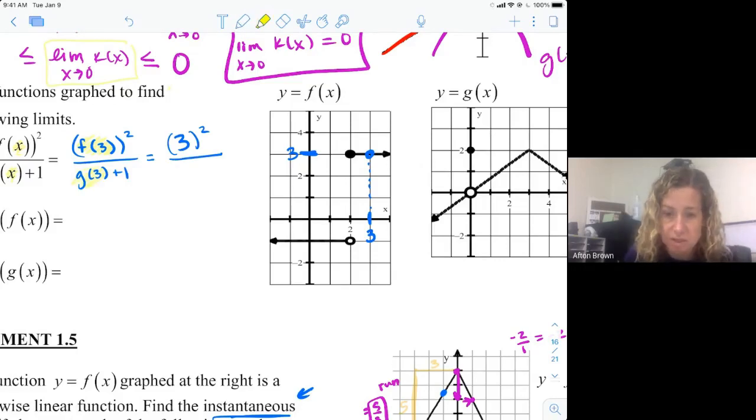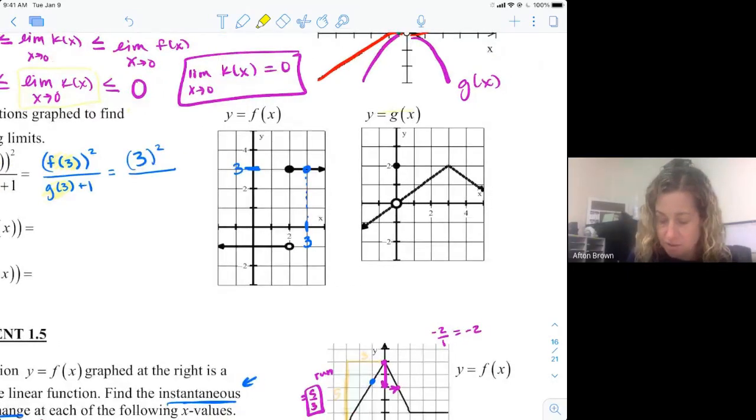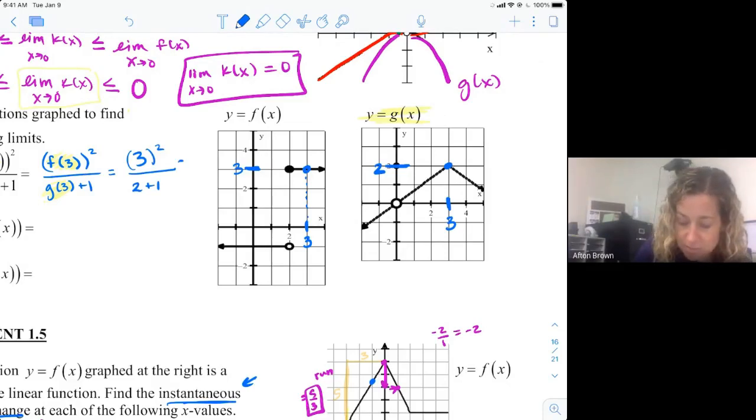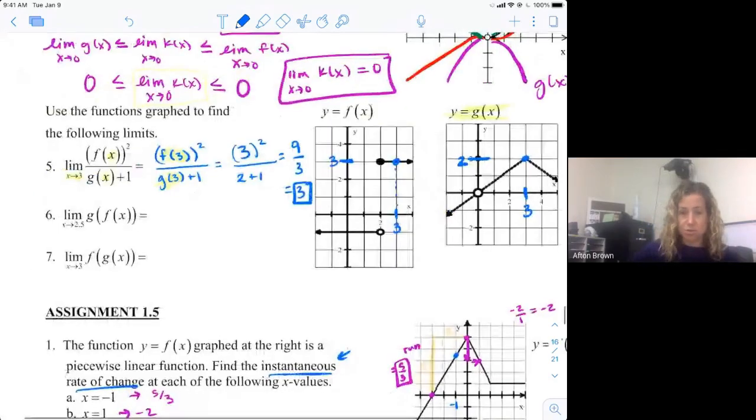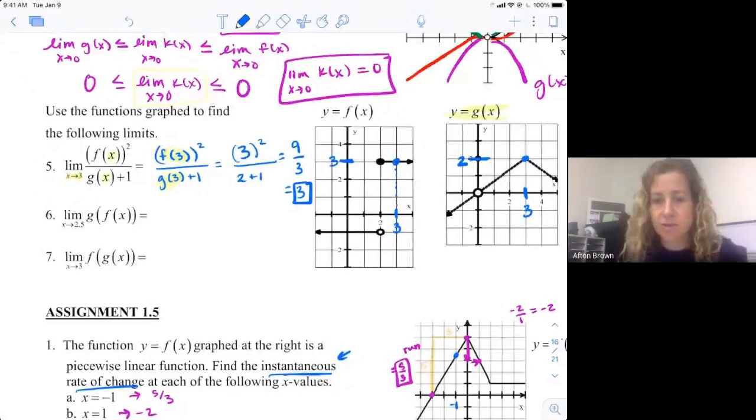Not too bad. The bottom, they want us to find g at 3. This is where function notation is a lot better than just like y, right? So it's telling us to look at the graph g. So here's the graph g. I go to x equals 3. I go to 3. And I just want the y value. Well, the y value at that point is 2. The denominator is 2 plus 1. You could leave your answer like that, or I could just say 9 over 3, and 9 over 3 is 3. So before you try anything funny, you always just try direct substitution. Not too bad.